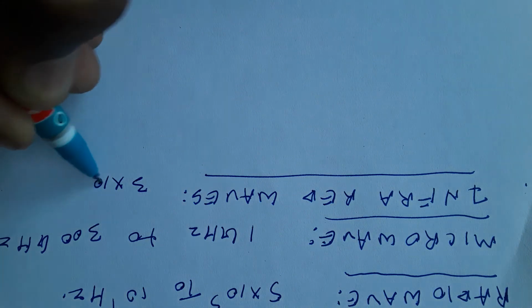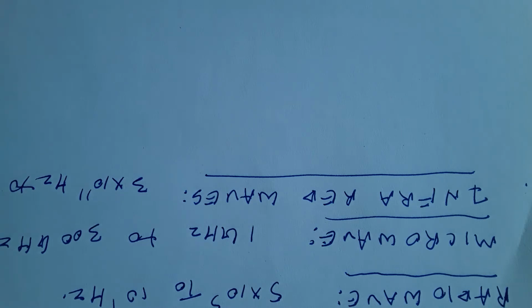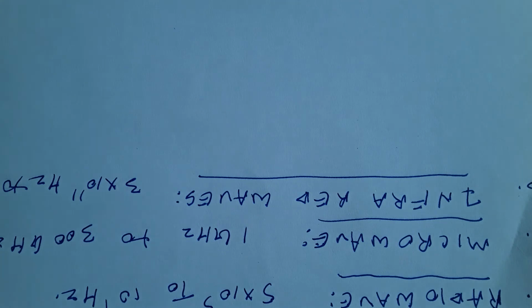These waves have frequency 3 × 10^11 hertz to 4 × 10^14 hertz. These waves are also known as heat waves because they produce a heating effect in the surroundings when they get absorbed. The uses of infrared: it is used to treat muscular strain.